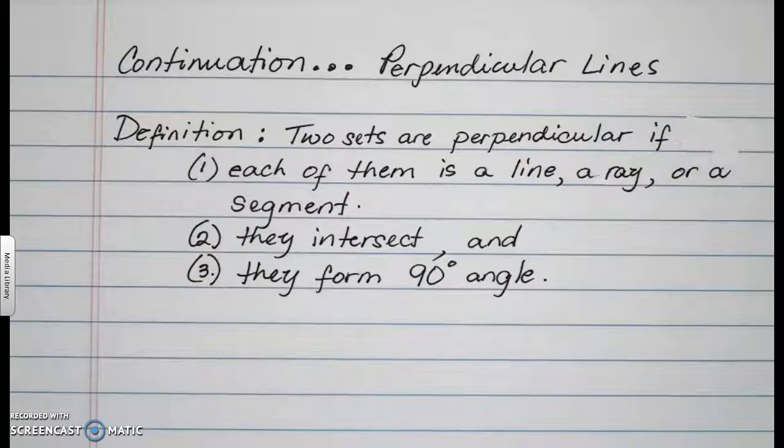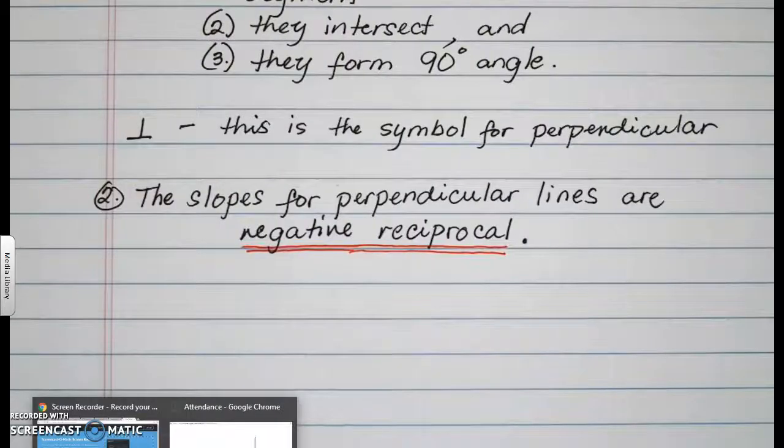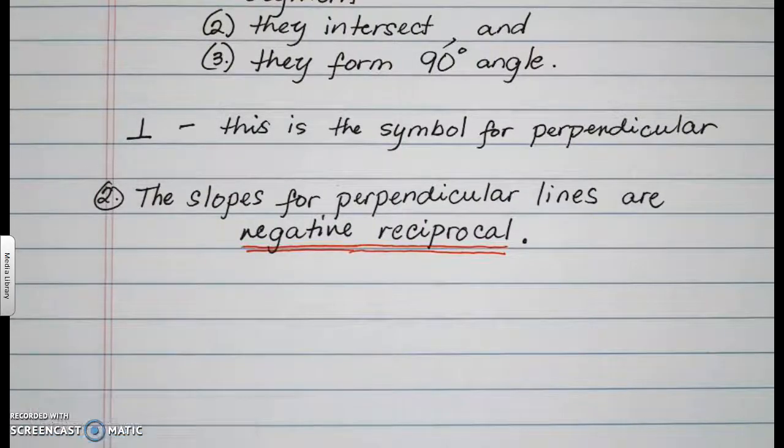We're going to continue, so I want you to flip your page to the next page. We're now going to discuss the conditions for perpendicularity. So, definition. Two sets are perpendicular if, number 1, each of them is a line, a ray, or a segment. Number 2, they must intersect. And number 3, they must form a 90-degree angle. The symbol for perpendicular is the inverted T.